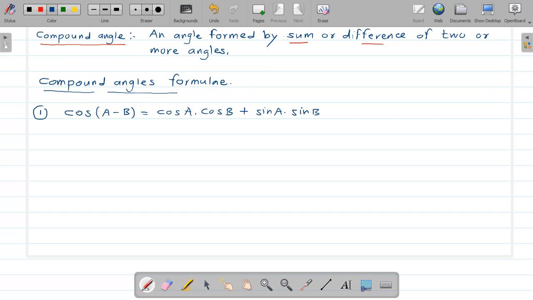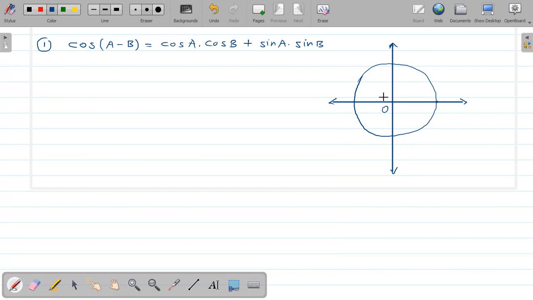And now this is the first compound angle formula, that is cos of A minus B is equal to cos A into cos B plus sin A into sin B. Now we will discuss the proof of this formula, or we will derive this cos A minus B is equal to cos A into cos B plus sin A into sin B. So let us see now. For that, consider a standard unit circle. I will explain all the concepts in detail.